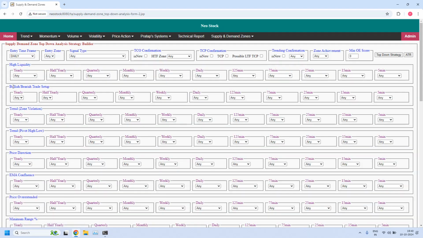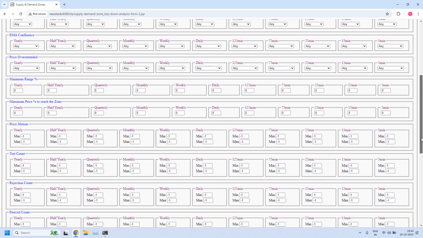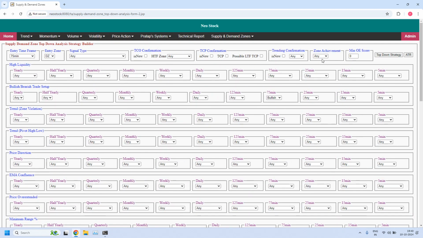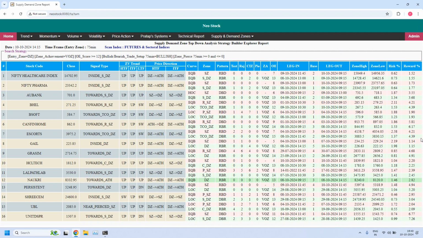So next income trade is weekly income trade. Weekly income trade entry time frame 75 minutes, entry zone demand zone. At 75 minutes, I'm selecting bullish. In pierced count, at 75 minutes, minimum value I'm setting 0, maximum value 0. Zone achievement is VOZ, minimum order enhanced score 12. All the three filters are applied to 75 minutes demand zone. So total 16 stocks are filtered. All these 16 stocks are supporting bullish trade setup for weekly income trade, that is entry time frame 75 minutes.